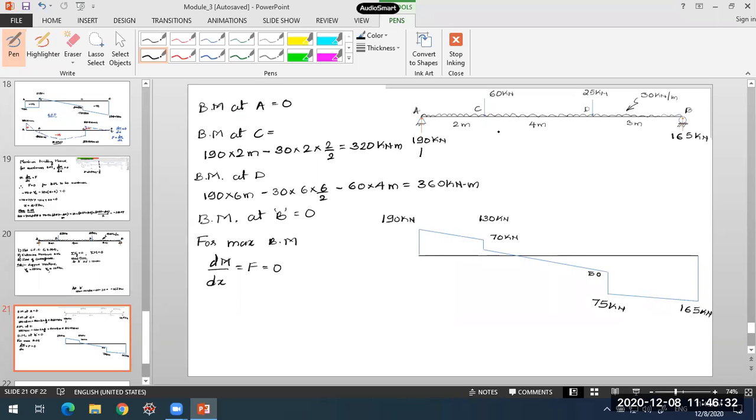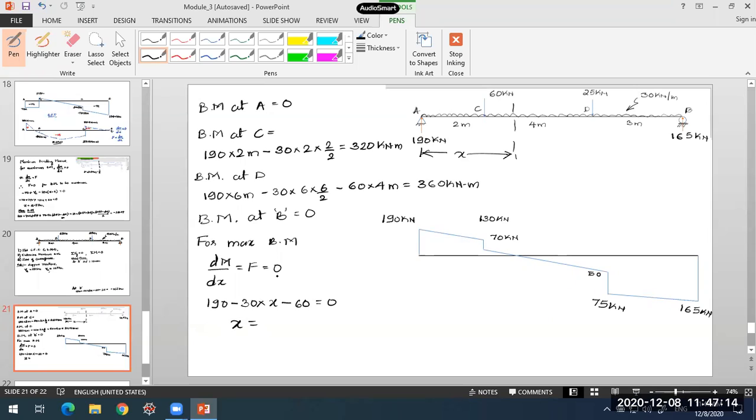Let us take a section between C and D. This is my section. Let me assume that the distance x is where my shear force is zero. In this portion, I'll first write the equation for shear force at any distance x from point A. The forces to the left of this section are RA, which is 190, minus 30, the UDL intensity, into x meters, minus this 60 kilonewton load, should be equal to 0. This will tell me the point where shear force is 0.